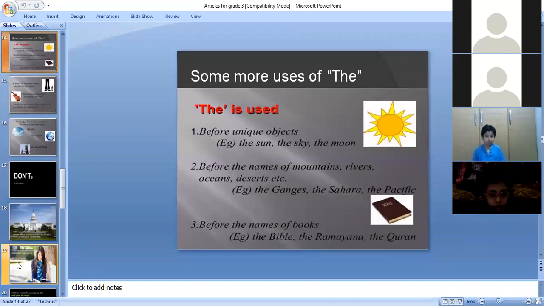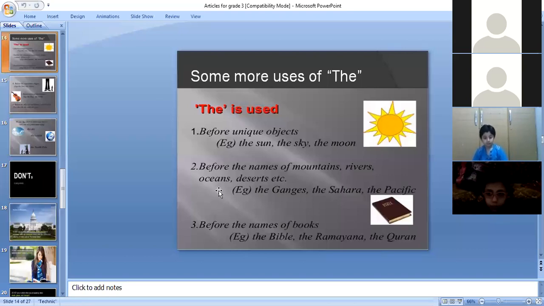Okay, dear children, there are some other uses of the definite article the. We use the before unique objects. Unique means the thing which is only one of its kind. The sun. There is only one sun in the world. That's why we use the. The sky. There is only one sky. The sky, the moon, the earth. So it means that we have to use the before the object which is only one of its kind.